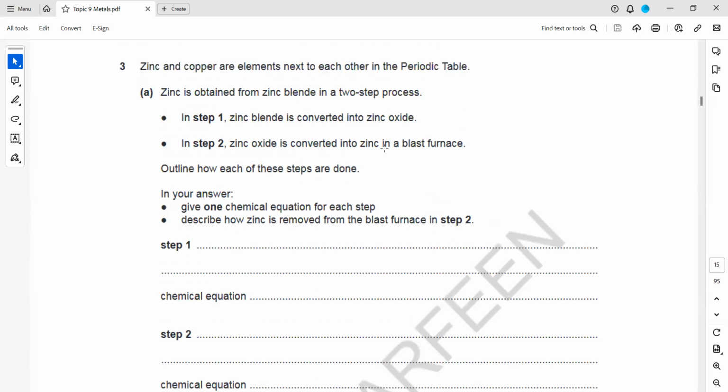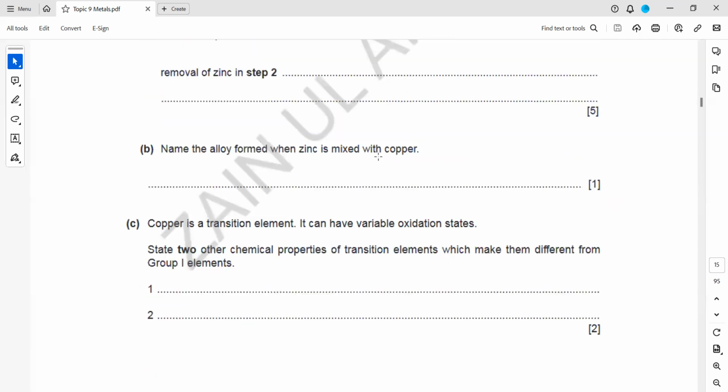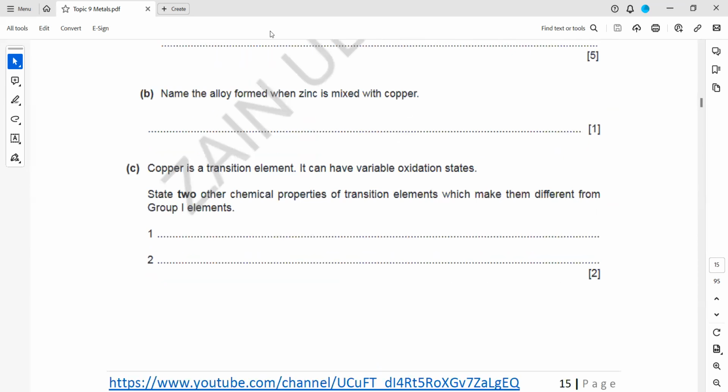Then this question, which is totally related to extraction of zinc in the blast furnace, is not part of the syllabus anymore. Part B, name the alloy formed when zinc is mixed with copper. What do we call that alloy? Just now we discussed. We call that brass.